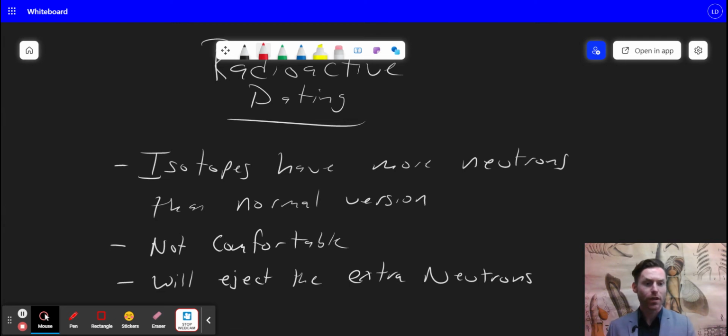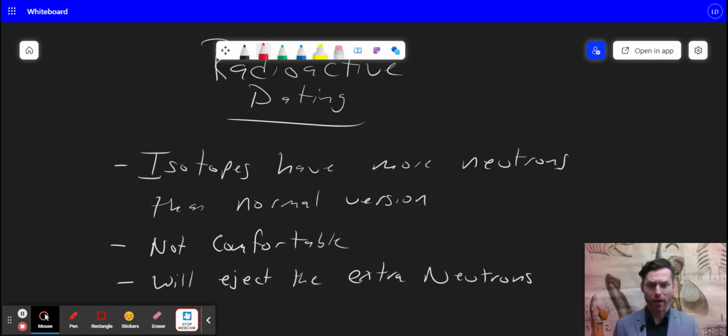And so we can use radioactive isotopes of certain elements to provide a dating mechanism for stuff that we want to figure out how old it is. One of the most common of these isotopes is carbon-14. And so carbon-14 has too many neutrons. Most carbons have 6 neutrons to go along with the 6 protons that carbon has.